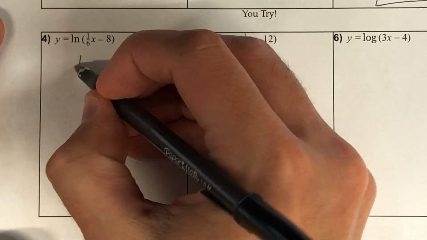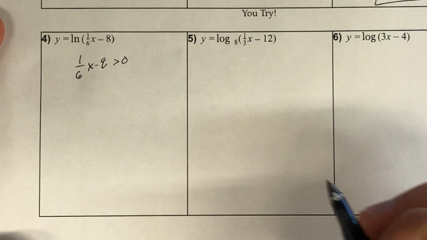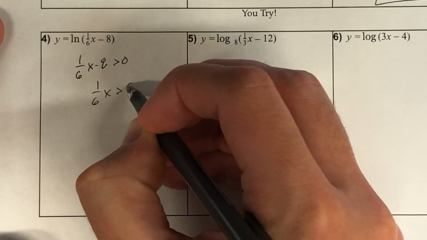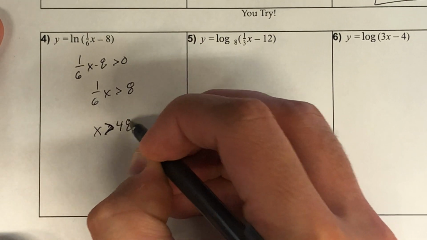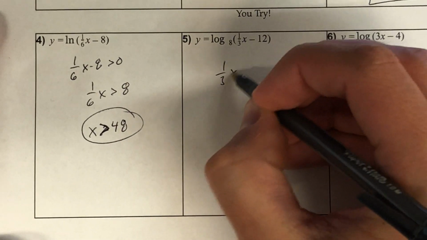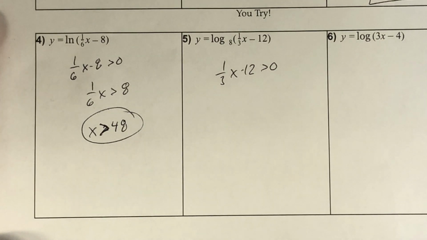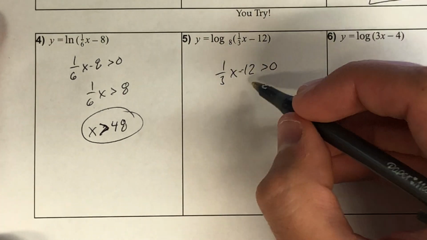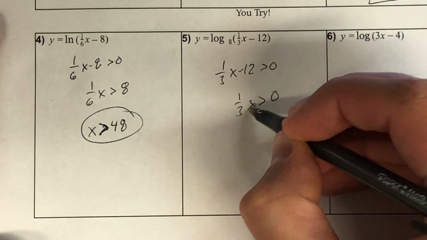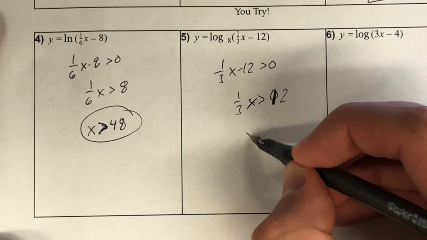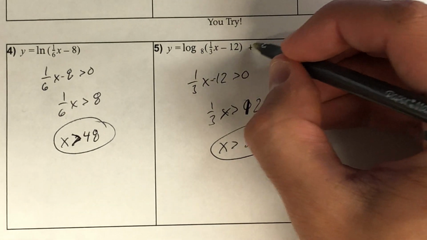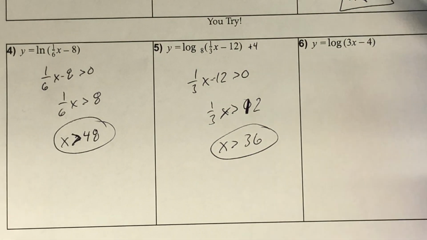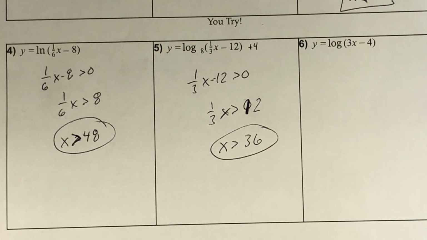Okay, so here, 1/6 x minus 8, set greater than 0. Add 8 to both sides. We get 1/6 x, then multiply by 6. We get x is greater than 48. Number 2, set it greater than 0. Add 12 to both sides. Multiply by 3, we get x is greater than 36. I should mention, if this had a +4 or something like that, you don't do anything differently. You still just look on the inside of the log and set it greater than 0.